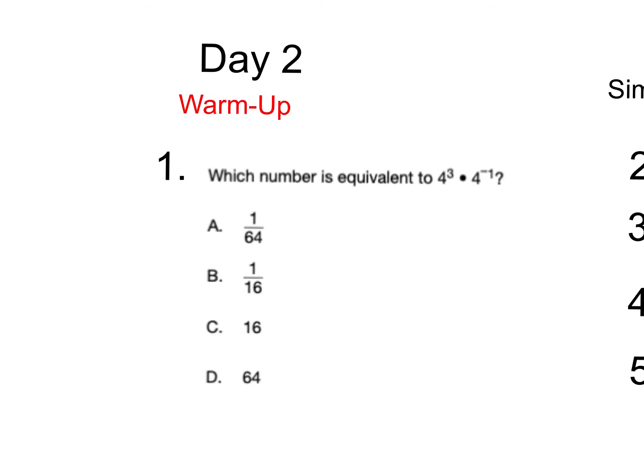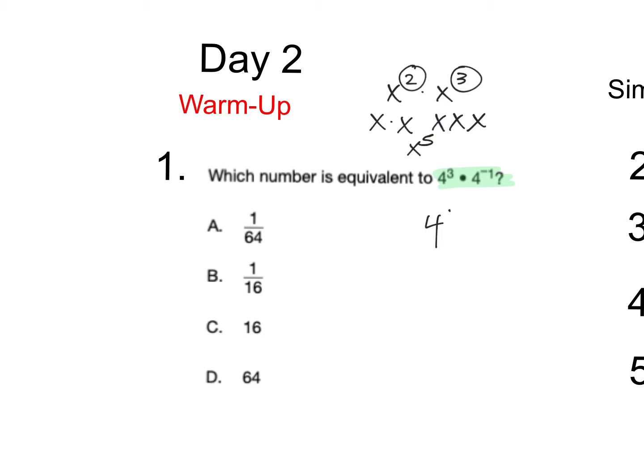It says, which number is equivalent to 4 to the third times 4 to the negative first? So you guys might remember if you have something like x squared times x to the third, that's x times x times x times x times x. A shortcut is you can add those. I get x to the fifth.